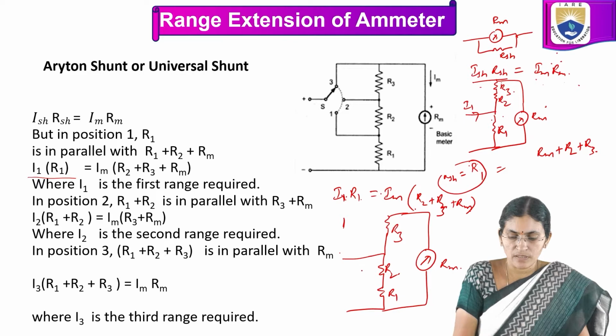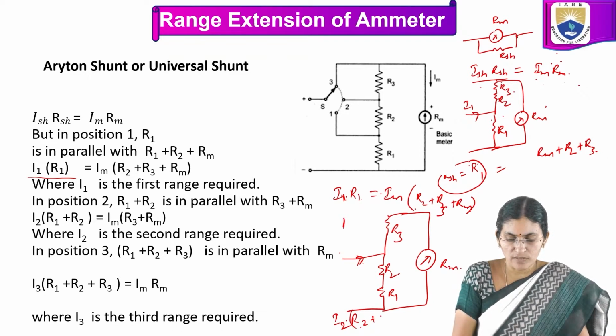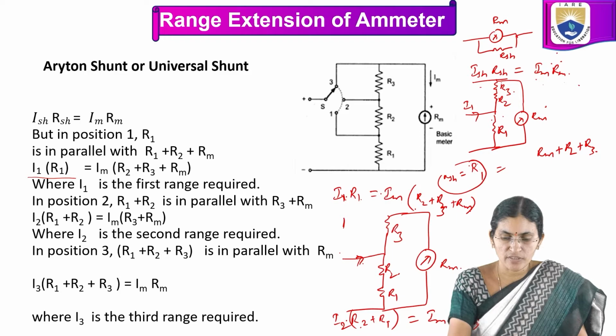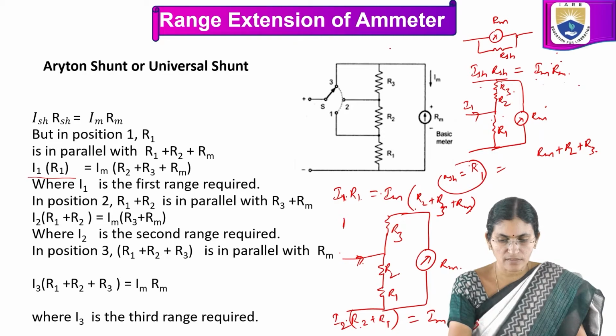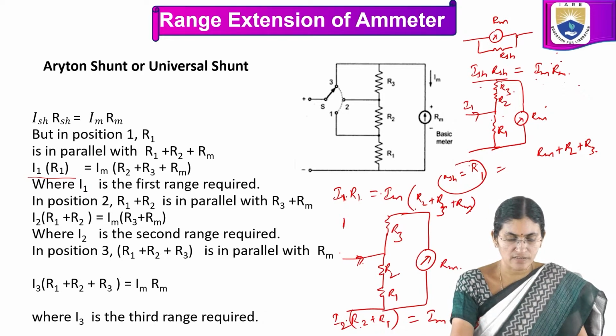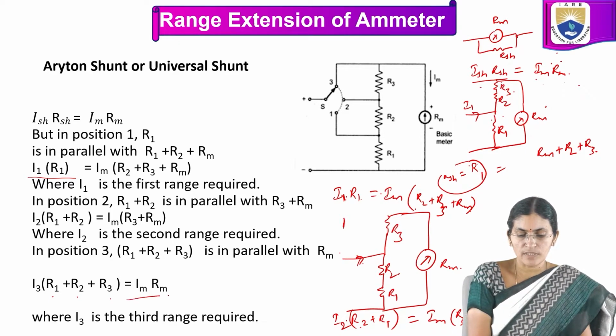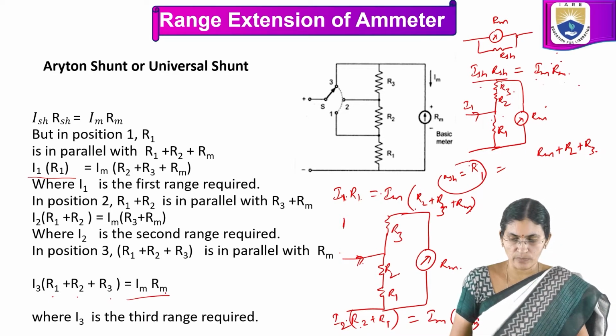So now the equation will become, if we want to measure this current I2, then I2 into the resistance R2 plus R1 is equal to Im into R3 plus Rm, and so on when the switch is at position 3. So R1, R2 and R3 are the shunt resistors connected, and this is the meter resistance. The corresponding equation is R1 plus R2 plus R3 is equal to Im into Rm. This is the third range which is required.